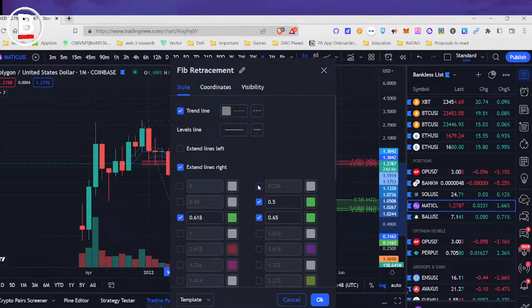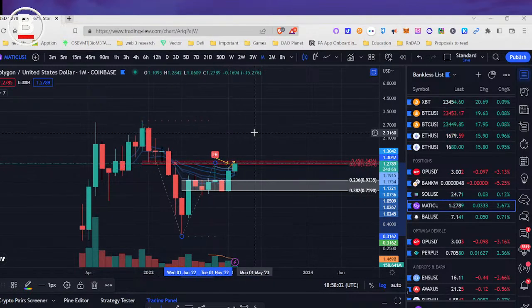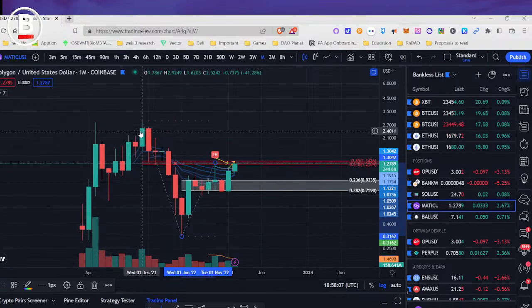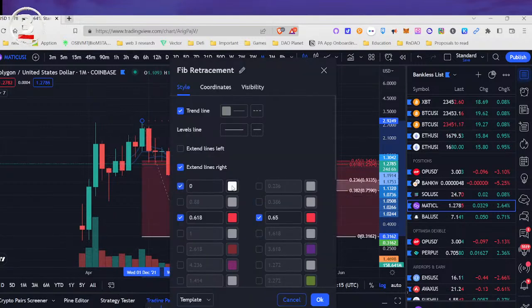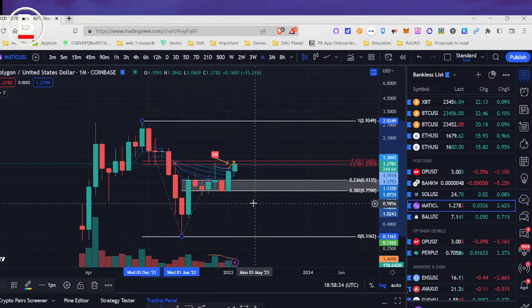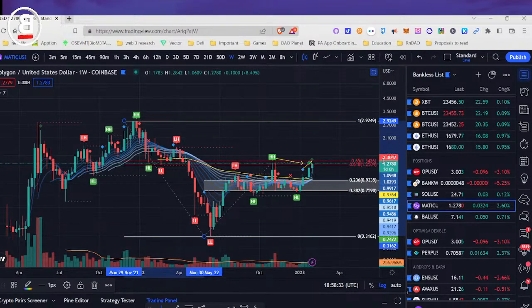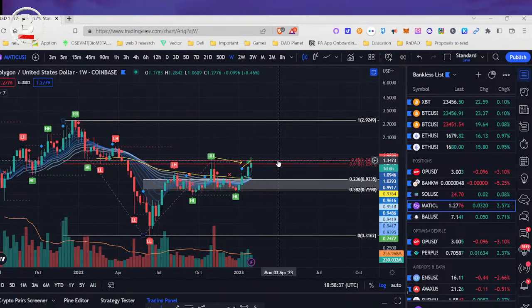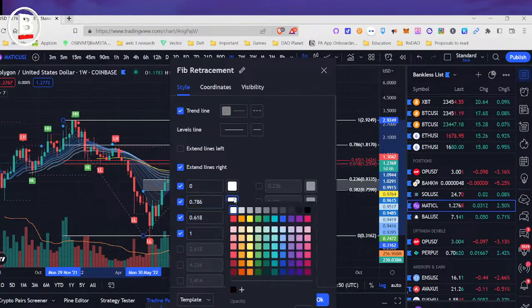So if we look at Matic, we can go to the monthly. We're definitely coming into some resistance on Matic. Basically in Matic, we have a really large range. I'm going to remove this background. We're in this huge range, coming up into resistance. This is a good time to short Matic. .786.